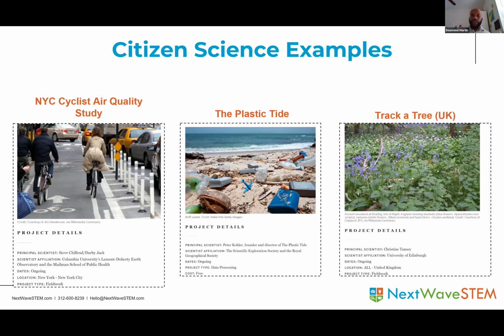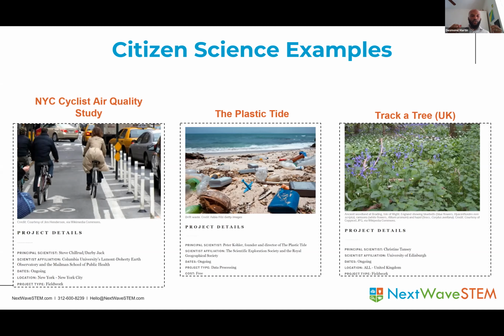So I selected three because they represent not only three different subject matter areas, but they also represent three different social locations. And they speak to the situations that your students may find themselves in some different ways that allow them to remain socially distanced and be safe, but also make immediate impacts on either the local area around them or more globally. So the first is the New York City Cyclist Air Quality Study.